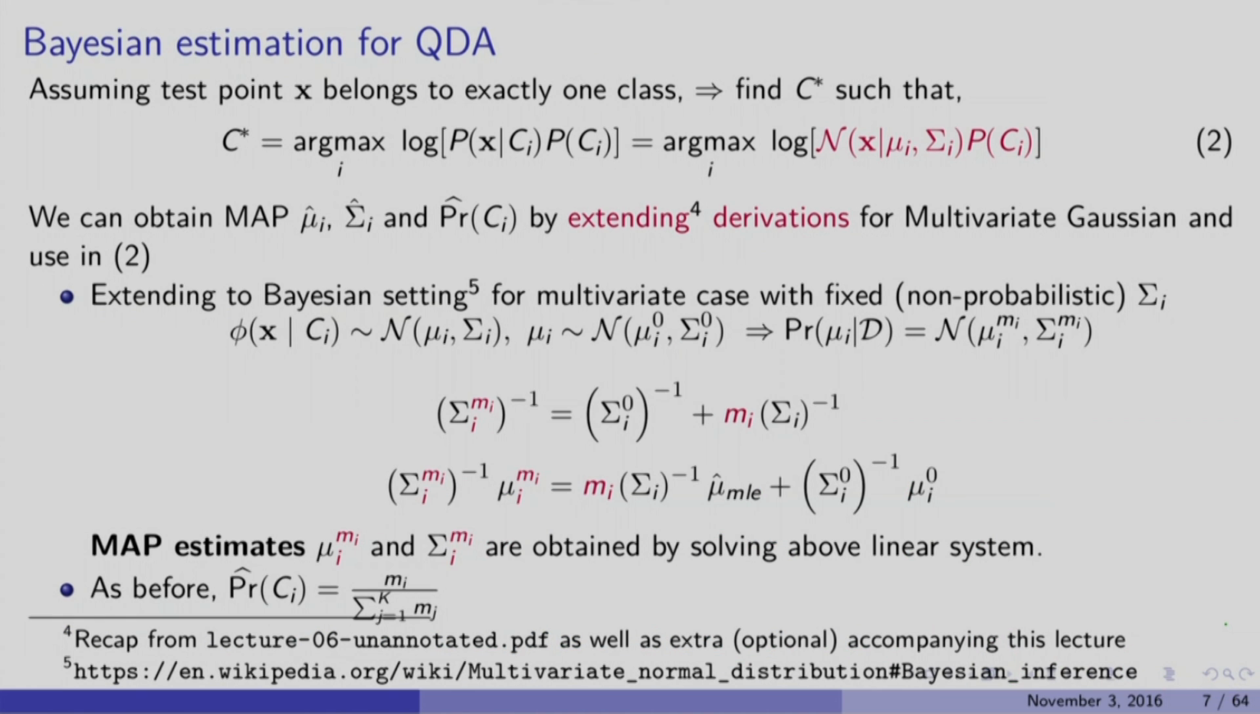One can also look at the maximum a posteriori estimates. This is simply extending the analysis that was already presented for the single class case. All you do now is estimate the sigma I and the mu I after having made mi observations in class Ci. As before, the class prior is just the fraction of points belonging to that class. One could also resort to some sort of smoothing on the class prior through regularization.